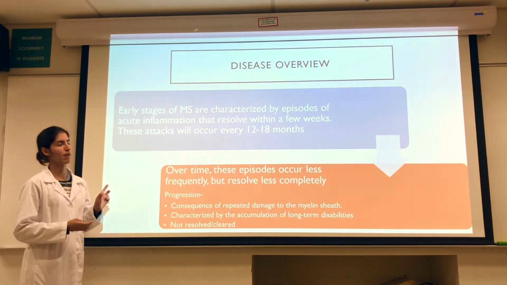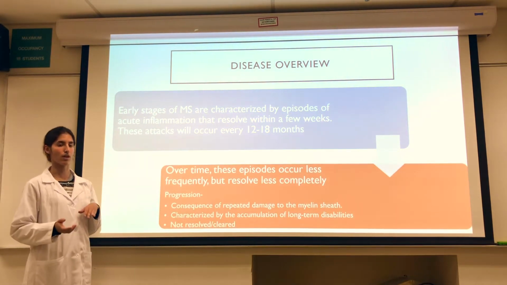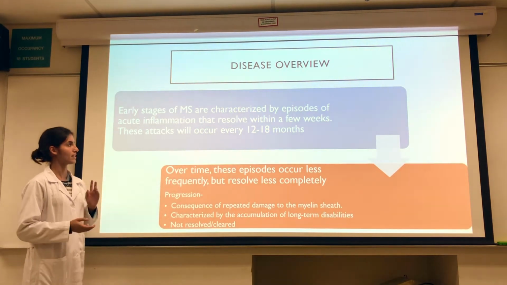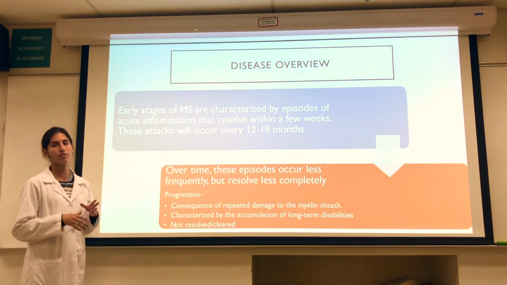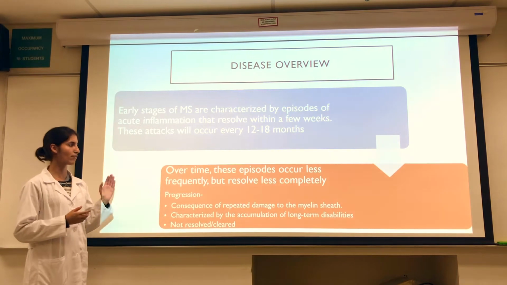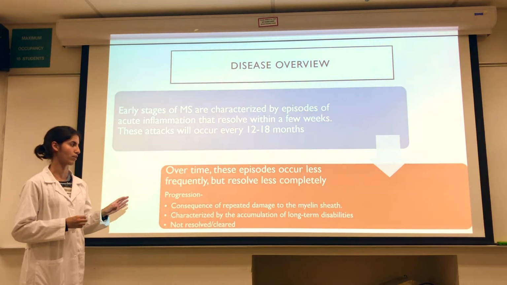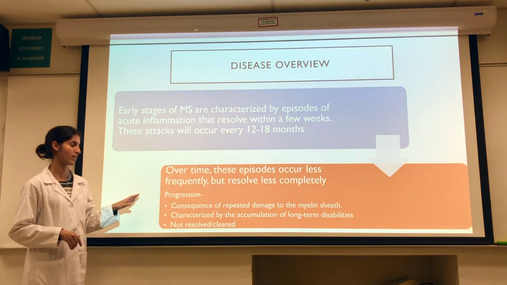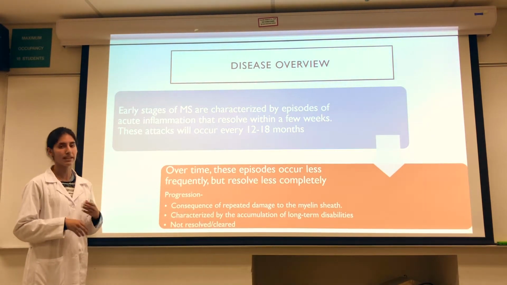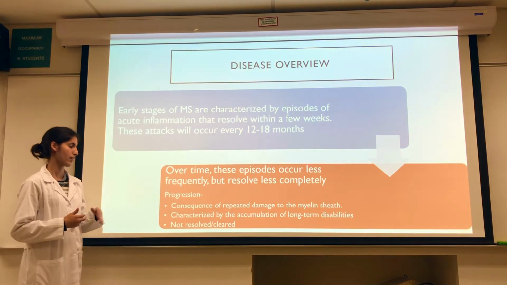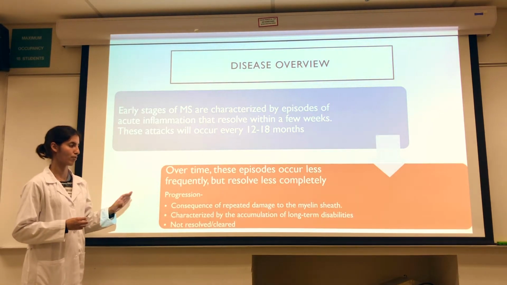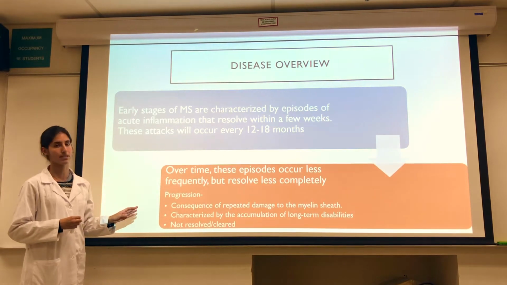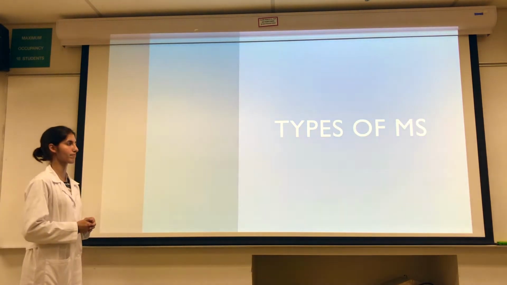The early stages of MS are characterized by episodes of acute inflammation that resolve within a few weeks. These attacks occur every 12 to 18 months. However, over time, these episodes occur less frequently but resolve less completely, and this is known as progression. It's the consequence of the repeated damage to the myelin sheath, and it's characterized by the accumulation of long-term disabilities. And so this means that MS is not resolved or cleared.